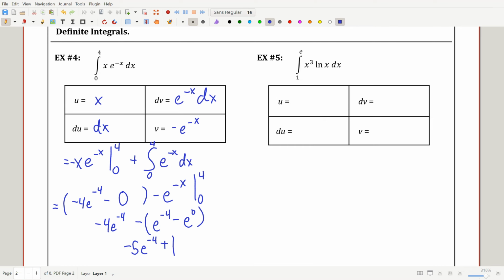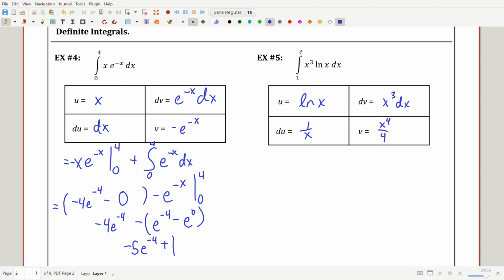Don't get in the habit of always picking the x as your u, because looking at example number 5, not that there's very many choices here, we've got x cubed and we've got ln x. We want the ln x. Logarithmic is the best choice in most cases as your first one. So we have ln x, we have 1 over x. So dv would be x cubed dx, which makes our v. Yep. You have to take a derivative and integrate something in one problem.